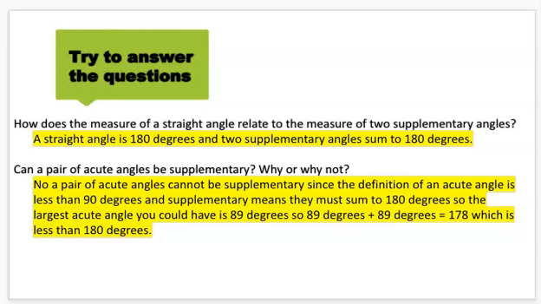So a straight angle is 180 degrees, and two supplementary angles sum to 180 degrees. Two acute angles cannot be supplementary because the definition of an acute angle is that it's less than 90 degrees, and supplementary means they must sum to 180 degrees. So the largest angle you could have in whole degrees is 89 degrees, so 89 degrees plus 89 degrees would only be 178 degrees, which is less than 180 degrees, so therefore not supplementary.